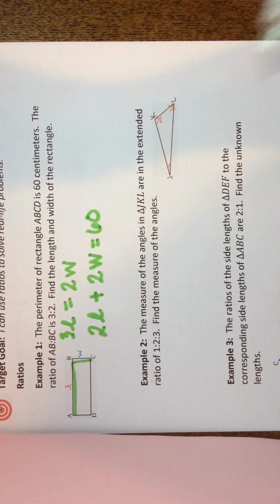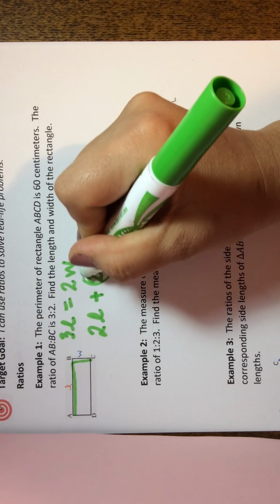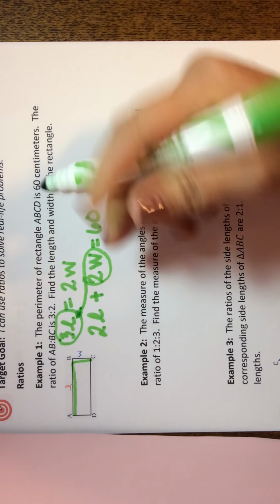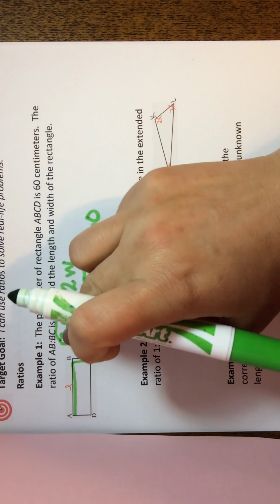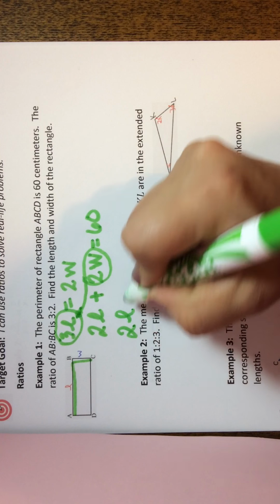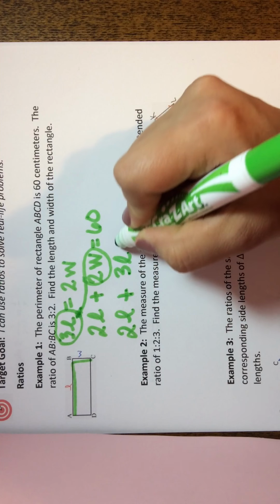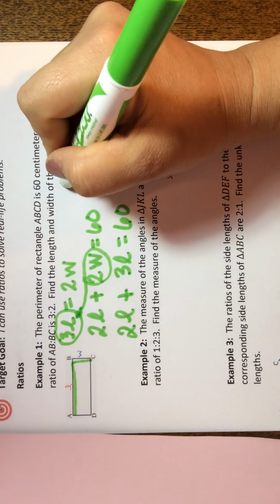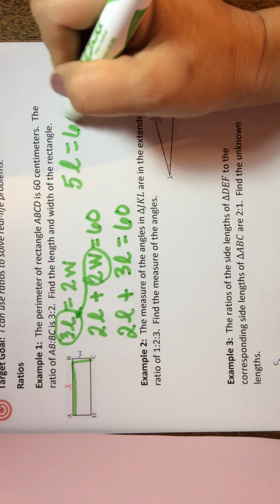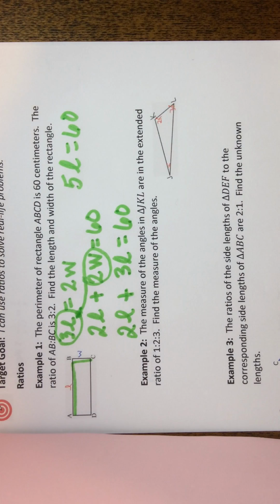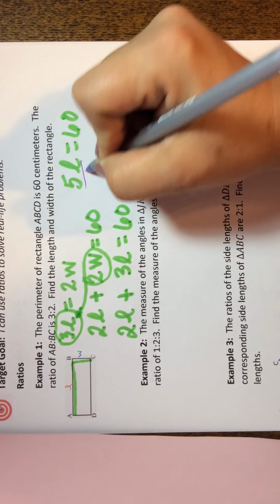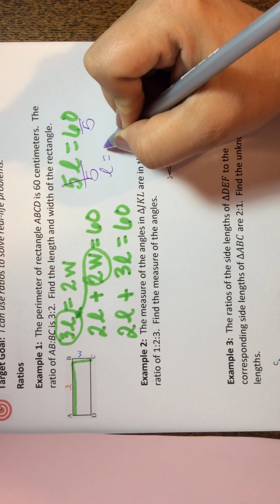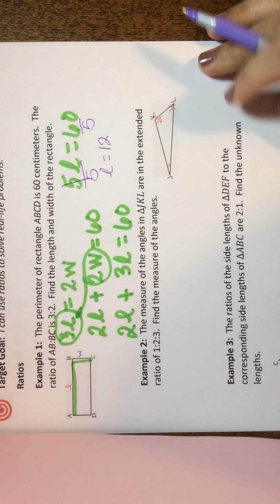So now we're going to replace this 2W with that. We're going to plug in 3L instead of the 2W because 2W is equal to 3L. So we're going to have 2L plus 3L equals 60. We add the 2L plus the 3L. That's 5L equals 60. Divide by 5 on both sides to get the length. 60 divided by 5 is 12. So the length is 12.